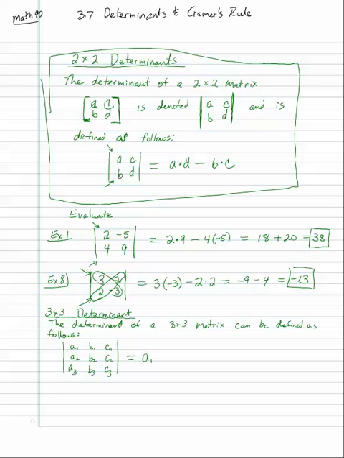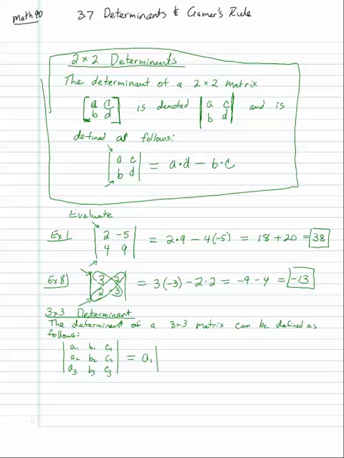Alright, so now for a 3 by 3 matrix, the determinant of a 3 by 3 matrix can be defined as follows. And notice that I'm just using subscripts. A is the first column, and A sub 1 would be first row, first column. A sub 2, first row, second column. A sub 3 would be first row, third column. We can define it by, this is called expansion by minors.